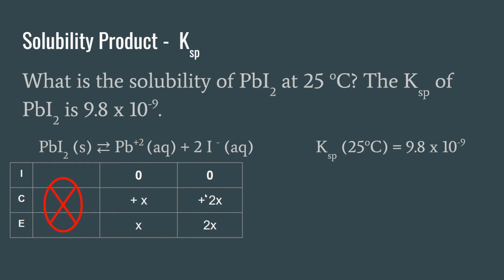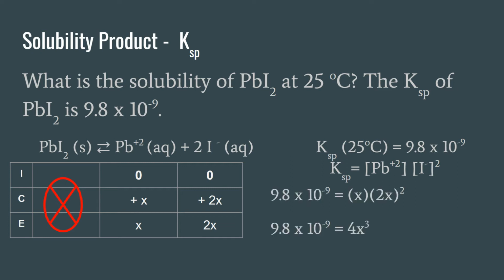Again, I don't know what this is. I'm going to go in and plug in on the other side, write my Ksp. It's the lead times the iodide. The iodide is squared since I have 2 as my coefficient. I'm just going to plug in my equilibrium concentrations of X, go through the math, and that's going to simplify down to 4X cubed. I'm going to divide the 9.8 times 10 to the minus 9 by 4 and take the cube root, and I'll get an answer of 1.3 times 10 to the minus 3.